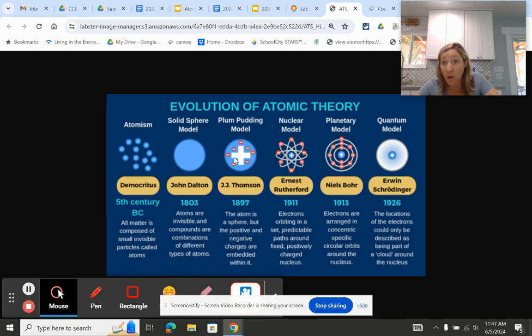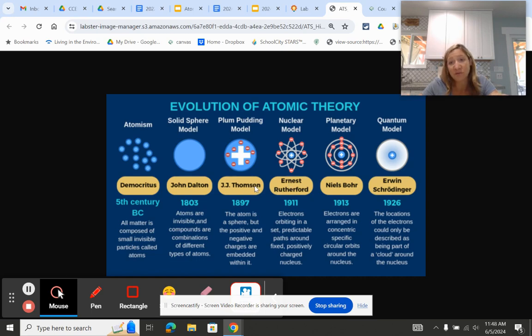Another example might be watermelon. So the seeds are randomly placed for the most part, but the majority of the watermelon is the red fruit. So that would be the positive red fruit and the negative seeds. Okay, so that's the plum pudding model or the Thomson model. Now I'm going to show you what Thomson's friend and colleague Rutherford expanded on between this one and this one.